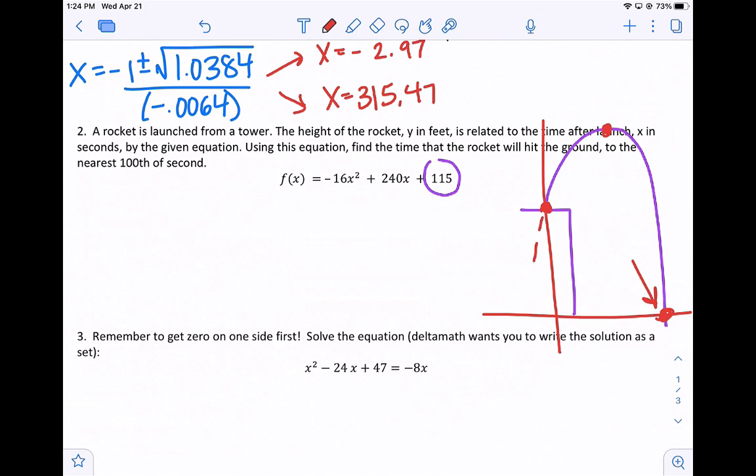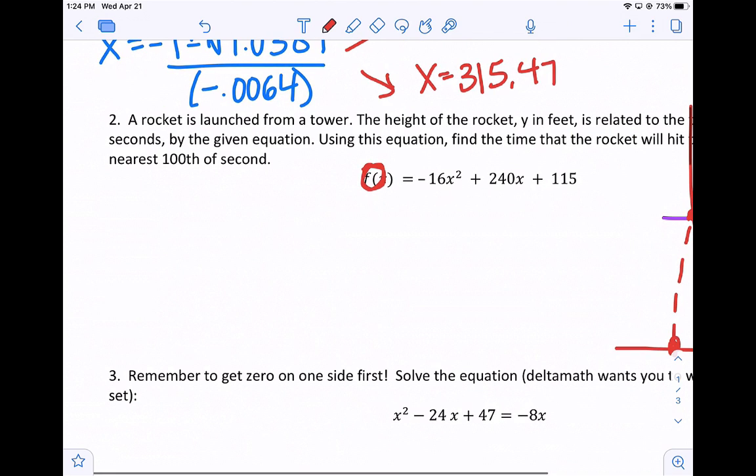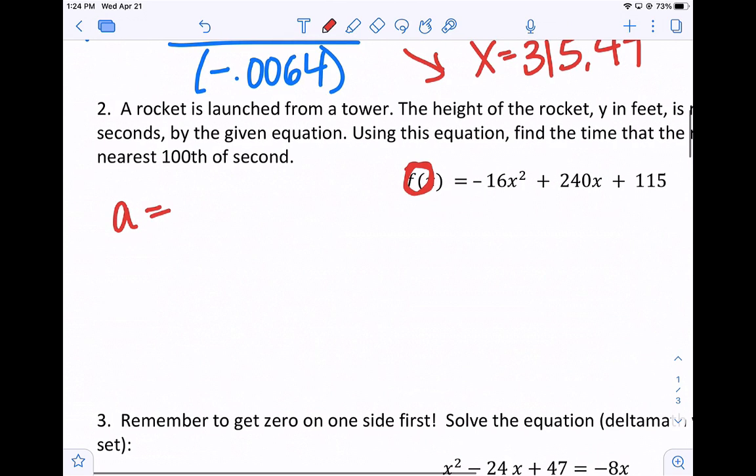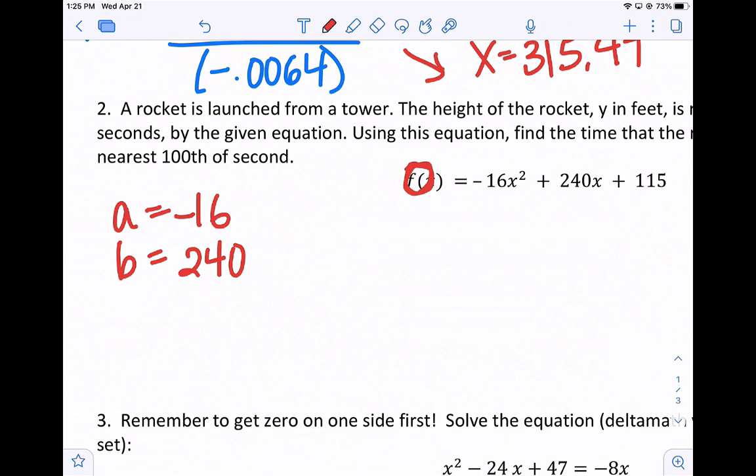Notice, since we're starting at that taller height, one of our answers will be negative again, so we're looking for the positive. When it hits the ground, this is a 0. That's the first step of solving with the quadratic formula: you want 0 on one side. The next step is to find a, b, and c. A is the number next to the x squared, the negative 16. B is the number next to the x, 240. And C is the number by itself, the 115.